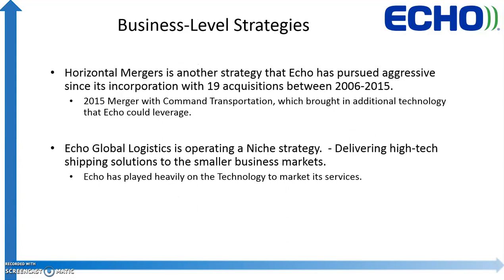So the business level strategies that Echo has used or is currently using. First, horizontal mergers was a strategy that Echo pursued aggressively since its incorporation, with 19 acquisitions between 2006 and 2015. Their 2015 merger with Command Transport brought in additional technology that Echo could leverage. The other one was that Echo is operating a niche strategy. They're delivering high-tech shipping solutions to smaller business markets, and they have played heavily on this technology to market services. So these are the two areas where they're operating in.